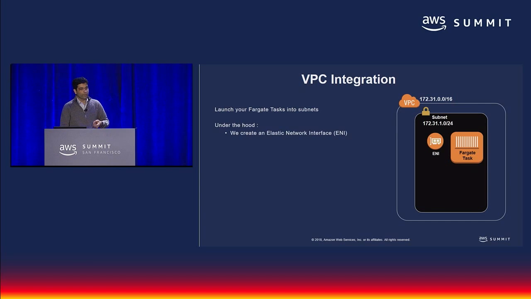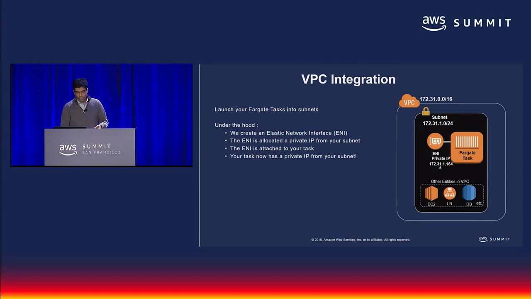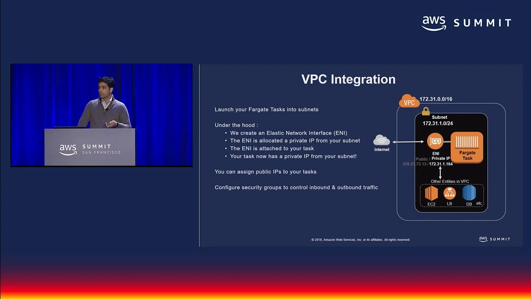Under the hood, what do we do? We actually provision an ENI, a networking interface, which gets allocated a private IP from your subnet. The ENI is attached as part of your task setup workflow. We take care of setting up, provisioning, as well as deprovisioning when your task terminates, for example. So this process is rather transparent from a user's perspective. But once you have a private IP, your task is ready to do image pulls and be able to talk to the outside world. You can optionally also specify a public IP for your tasks if that's something that you need for your particular application.